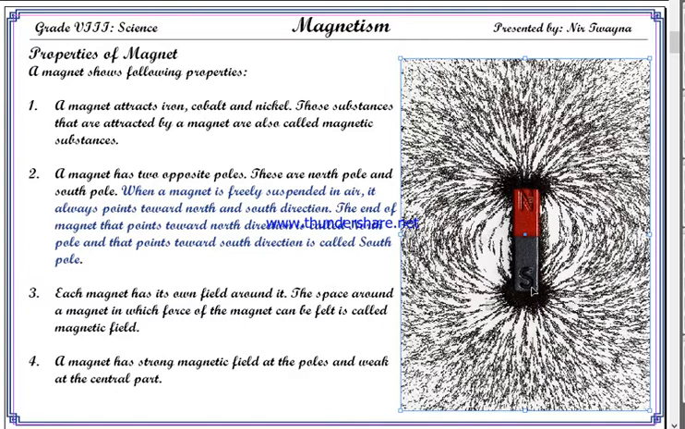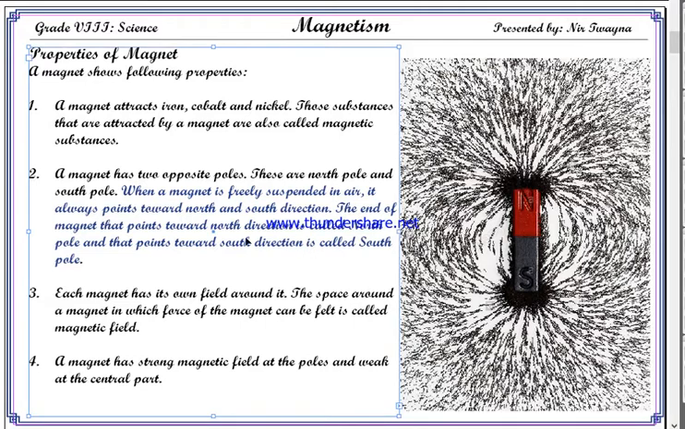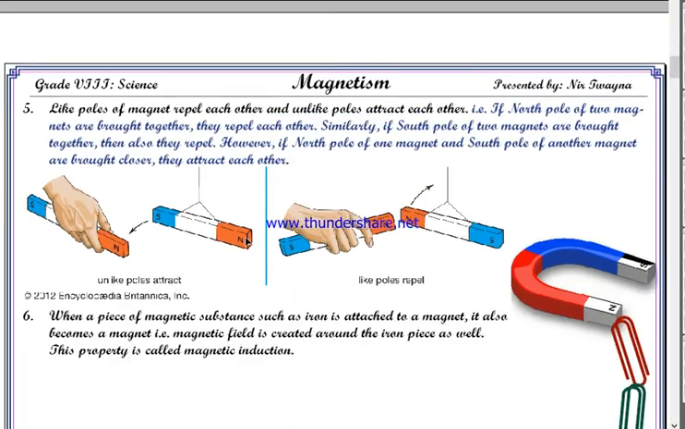One extra property: when a magnet is suspended freely in air, then it always points toward the north and south direction, always. The end of the magnet which points toward the north direction is known as the north pole, and the end which points towards the south direction is known as the south pole. So let's go to the next point.